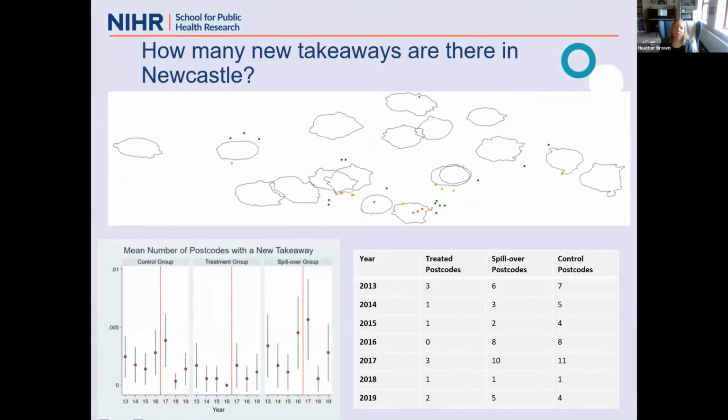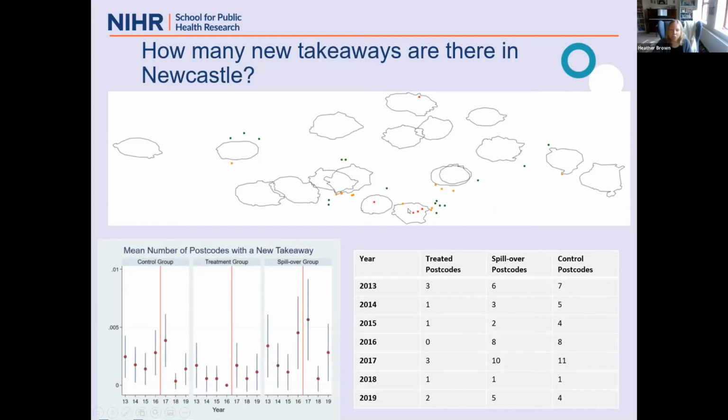And then this slide shows in a few different ways how many new takeaways there were in Newcastle over our study period. So that's from 2012 to 2019, obviously, because we don't look at 2011. So the first new year where we can see takeaways is 2013. And as you can see, in reality, there are not many new takeaways that open across all of Newcastle.